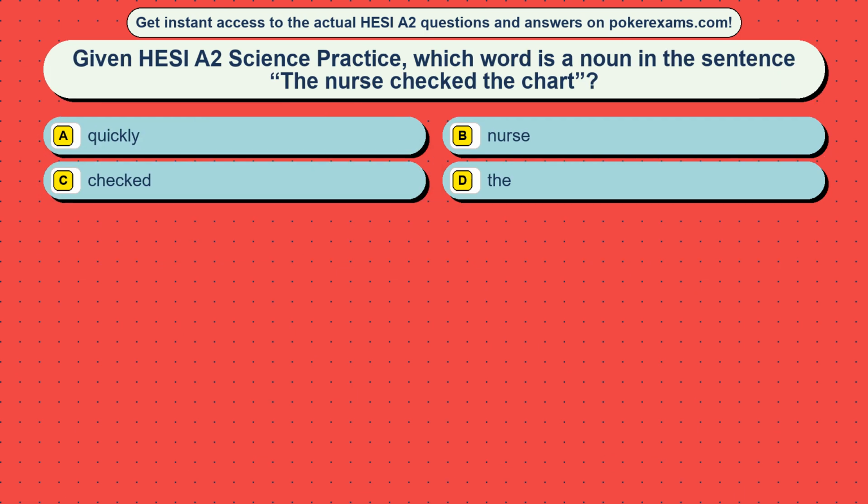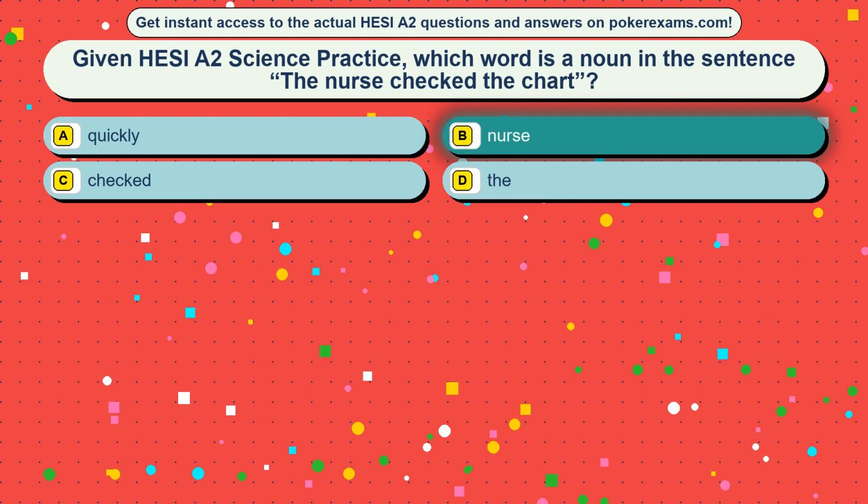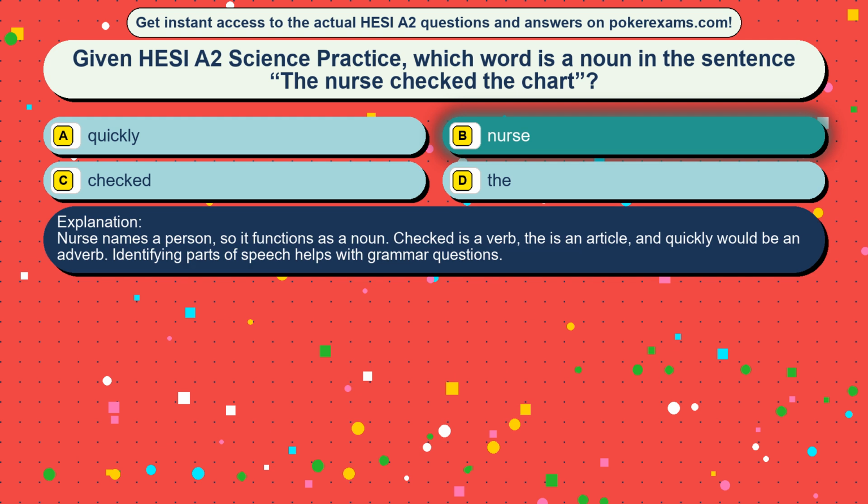Question 28. Given HESI A2 Science Practice, which word is a noun in the sentence "The nurse checked the chart"? Option A, quickly. Option B, nurse. Option C, checked. Option D, the. The correct answer is option B, nurse. Nurse names a person, so it functions as a noun. Checked is a verb, the is an article, and quickly would be an adverb. Identifying parts of speech helps with grammar questions.